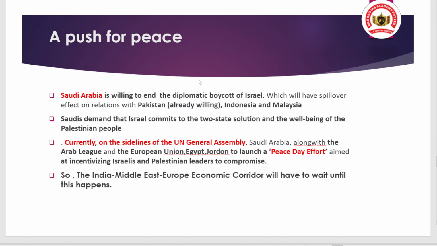But nowadays, Saudi Arabia is also understanding that peace in the region is much more important than conflict. So Saudi Arabia is also pushing for peace. That is, they are trying to normalize ties with various countries that remain in conflict, like we are seeing with Iran. Okay, so Saudi Arabia is willing to end the diplomatic boycott of Israel, and definitely it will have a spillover effect on relations with Pakistan, Indonesia, Malaysia, meaning the relations of Israel with these countries may improve if Saudi Arabia normalizes the relation.